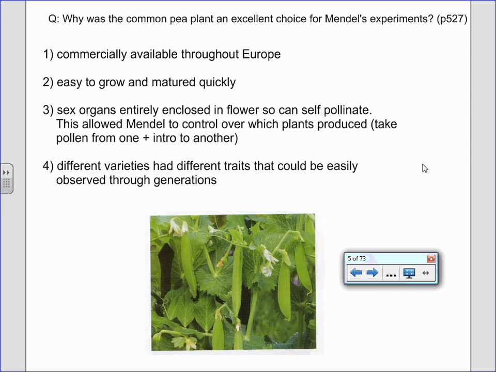So rather than using a cow, for instance, a cow can only have one baby at a time, and it takes a long time for their gestation periods. Okay, peas were a really good choice because they had a lot of traits he could look at. They were easy to get, easy to grow, could get many offspring, so lots and lots of results.